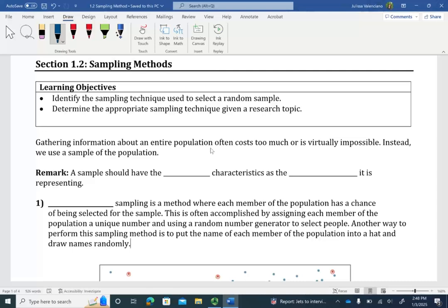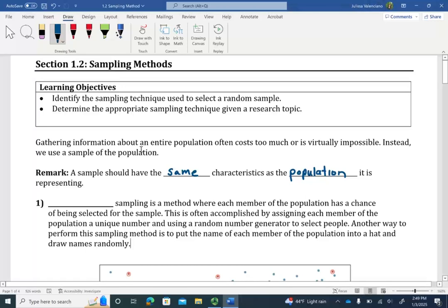Okay? So a really big remark that I want to make here is that a sample should have the same characteristics as the population it represents. In other words, the sample needs to represent the population. So how can we do that? Well, first, we can go ahead and ensure that individuals are being randomly selected from the population.